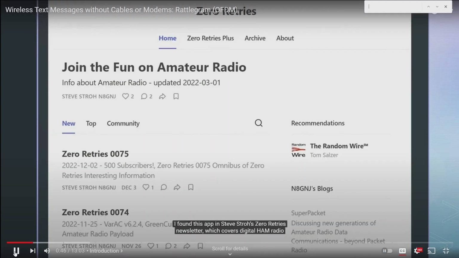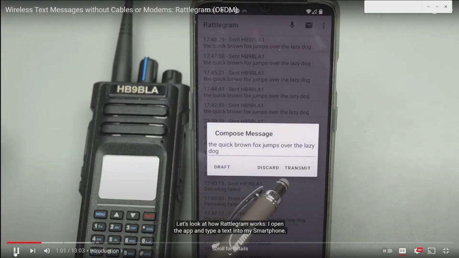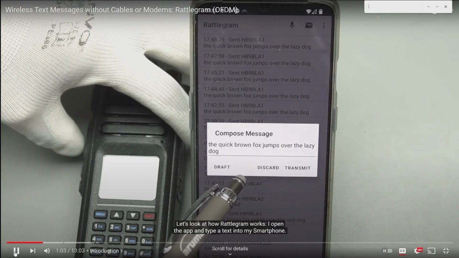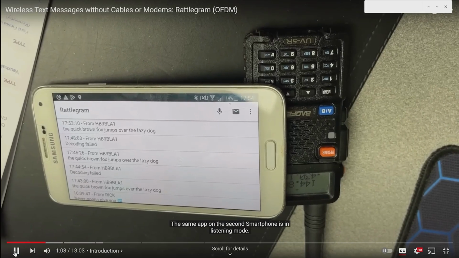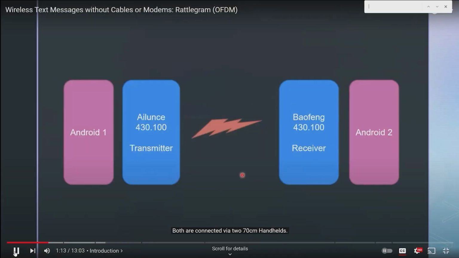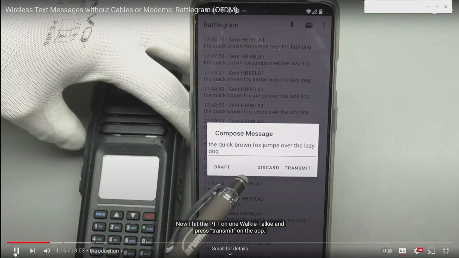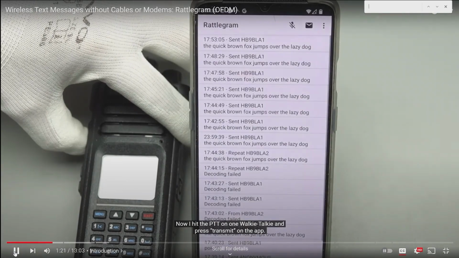I found this app in Steve Stroh's Zero Retries newsletter, which covers digital ham radio topics. And Ahmed, the German-based inventor of Rattlegram, helped me understand this complex topic. Let's look at how Rattlegram works. I open the app and type a text into my smartphone. The same app on the second smartphone is in listening mode. Both are connected via two 70cm handhelds. Now I hit the PTT on one walkie-talkie and press transmit on the app.